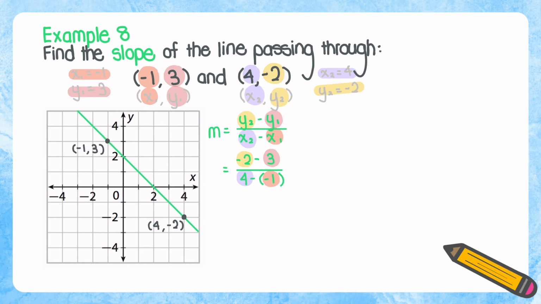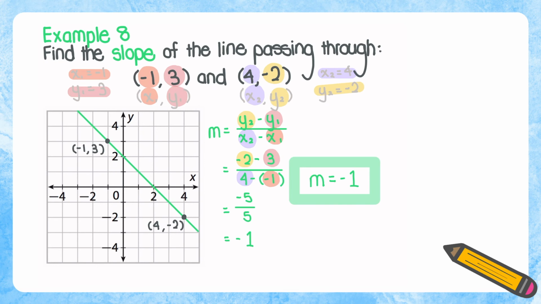And then now let's move on to adding and subtracting each part. So we have negative 2 minus 3, which is negative 5, over, and then the 4 minus negative 1 becomes 4 plus 1, which equals 5. So we get negative 5 over 5, which can be simplified to negative 1. And then so m, our slope, equals negative 1.